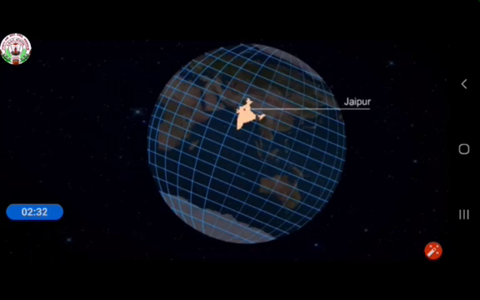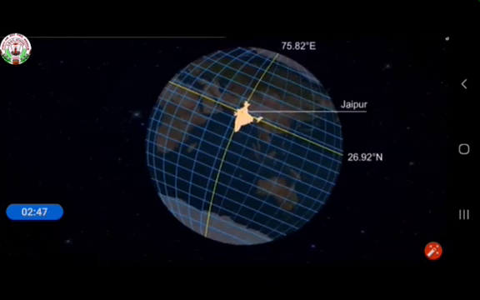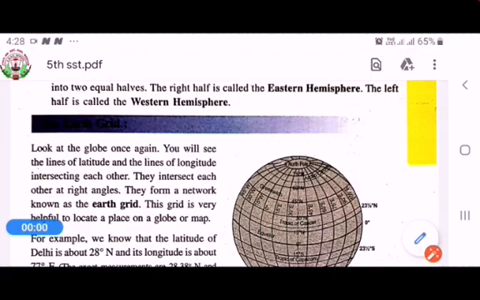All we have to do is to find out the latitude closest to Jaipur, which is 26.92 degree north, and the longitude closest to it, which is 75.82 degree east. Like that, we can similarly locate the situation of any place in the world if we know its latitude and longitude. I hope you got an idea how to read the location of a place.